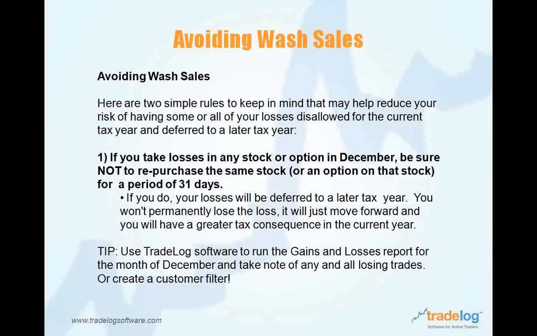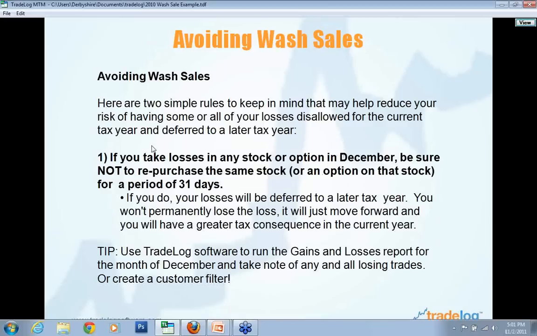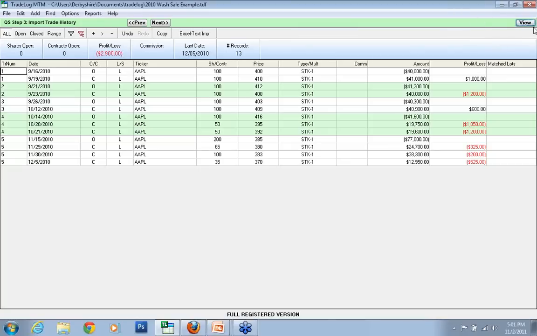Now here's a tip. In TradeLog, you can run the gains and losses report for the month of December, and you can use that to take note of losing trades, or you could even create a custom filter. And I'm going to show you some things on how to do that. I'm going to switch over to TradeLog right now. Let me make sure that it pops up in our view here so everyone's seeing it. Okay, great. So here's an example.